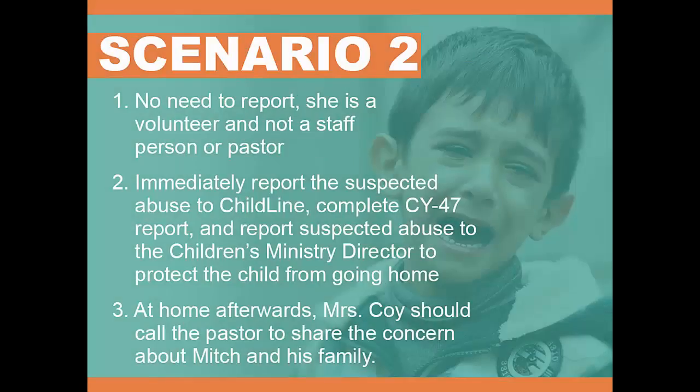Option 1. There is no need to report suspected abuse. She is only a volunteer and not the pastor or staff person. Option 2. She should immediately report the abuse to Childline, complete a CY-47 report, and report the suspected abuse to the children's ministry director or pastor to protect the child from going home. Option 3. Mrs. Coy went home and, after thinking more, calls the pastor to share what happened and her concern for Mitch and his family.